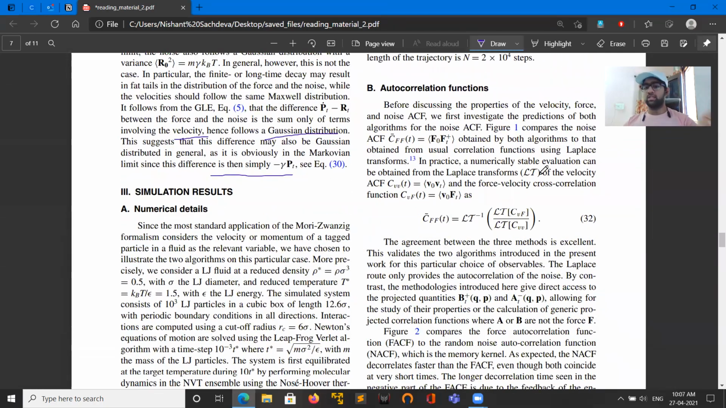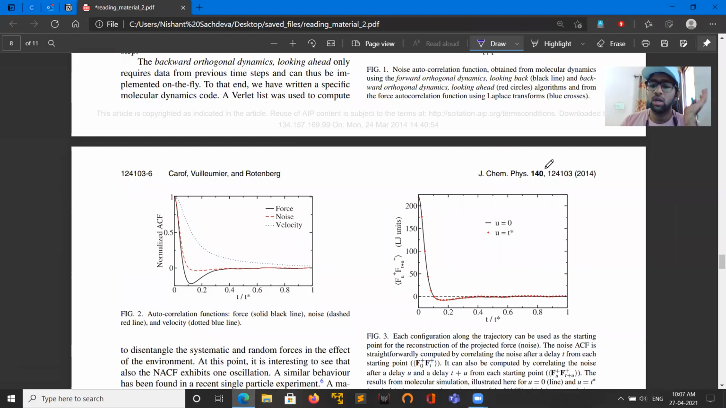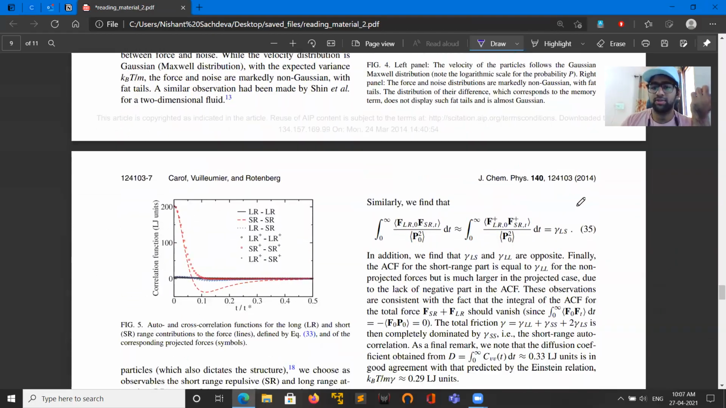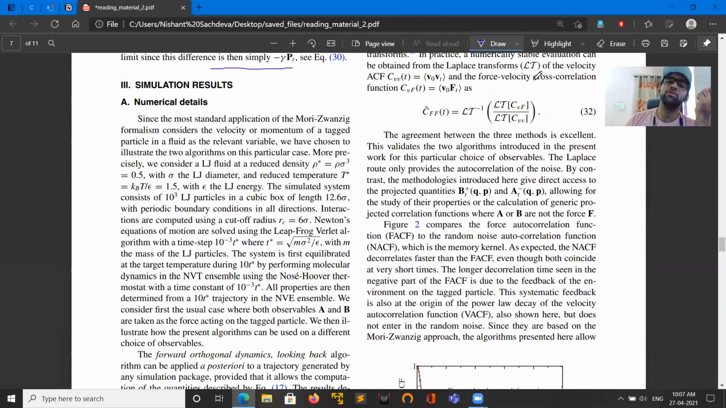So we have studied the theory. Now we will go on to the simulation results. We have a simulation planned out and then we look at the results that we get from there. First, we will visit some numerical details that are part of this. The most standard application of the Mori-Zwanzig formalism considers the velocity or momentum of a tagged particle in a fluid as the relevant variable.